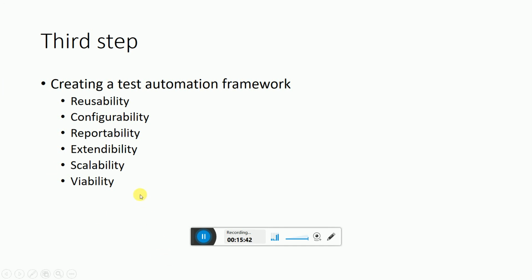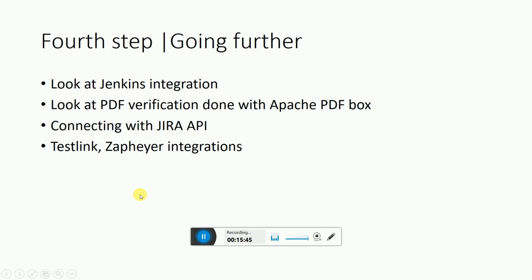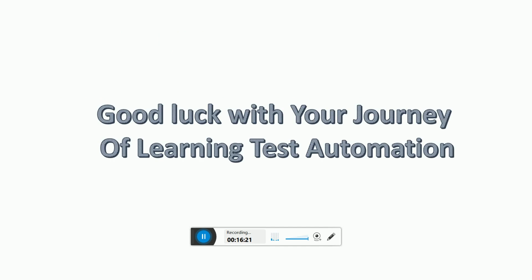So, after coming up with the framework, fourth step, looking at the integrations. Going further, look at how we can implement Jenkins continuous integration. Put your automation framework, your test suite, automation suite into Jenkins and run it continuously, night builds, everything. And try to look at TestLink, the test manager integration, Zapier. Try to find, document, and try to implement these things. Try to connect to dashboard tools like Jira APIs and also PDF verifications by downloading Apache PDFBox. These are the first round of learnings that you will have to do.